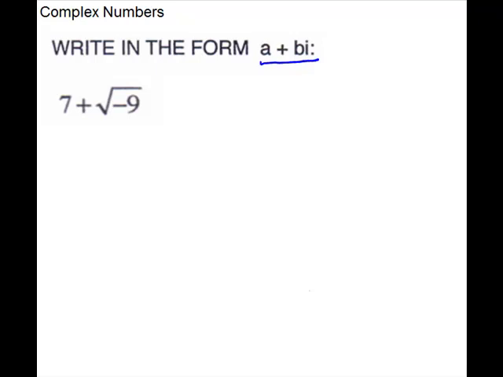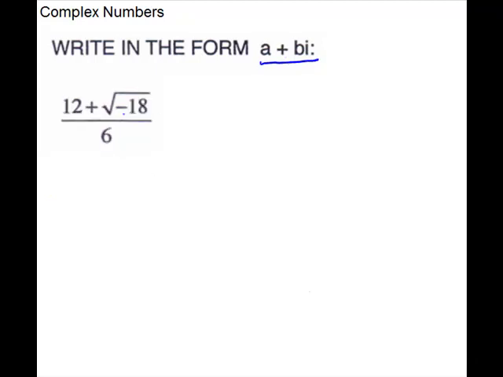So we're going to simplify. On this one, first we'll simplify our radical. So we'll pull our i out. So it's i times the square root of 9. And the square root of 9 will give us a 3. So we can rewrite this as 7 plus 3i. That is in the standard form, a plus bi.